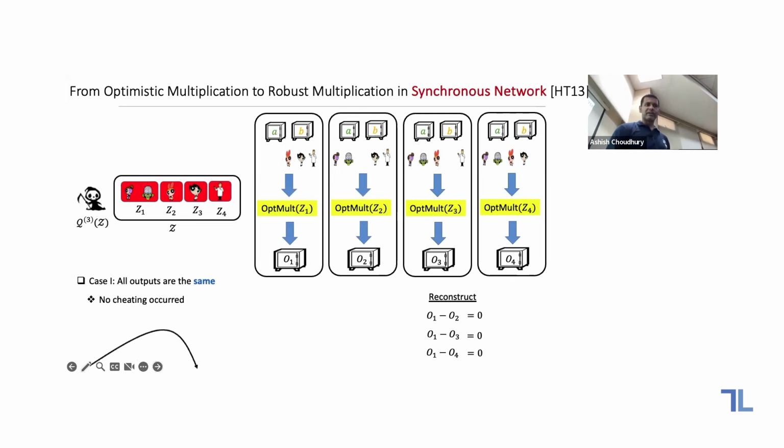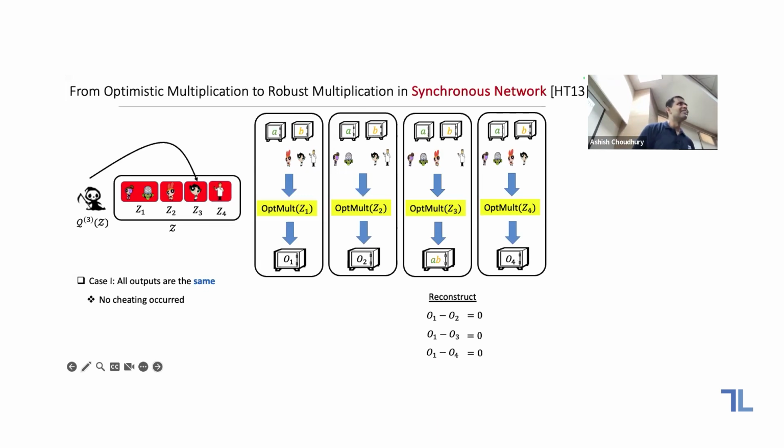cheating has occurred. So for instance, if an adversary would have corrupted the third subset, then in the third instance of the optimistic multiplication, the output is actually A times B, because you have not let the third subset of parties participate. And you found all the differences to be zero.